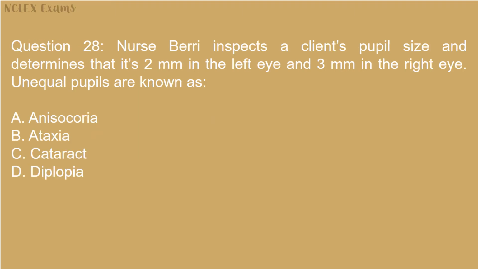Question 28. Nurse Barry inspects a client's pupil size and determines that it's 2 mm in the left eye and 3 mm in the right eye. Unequal pupils are known as: A. Anisocoria. B. Ataxia. C. Cataract. D. Diplopia.